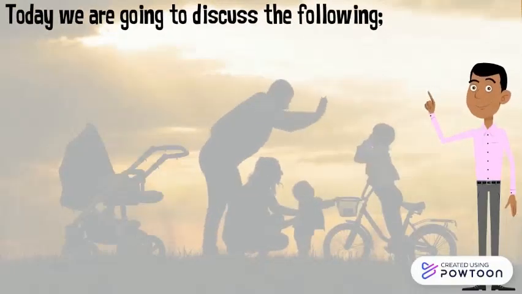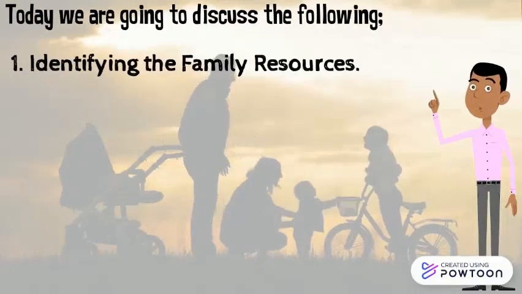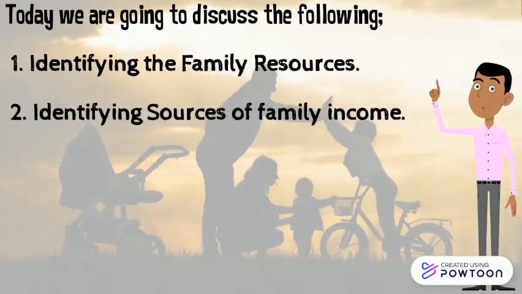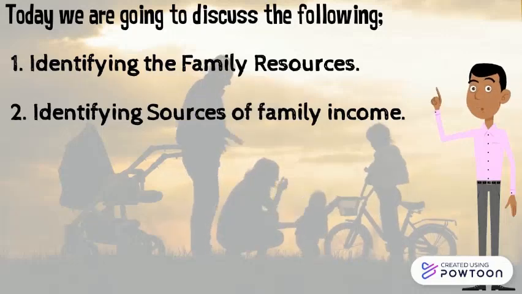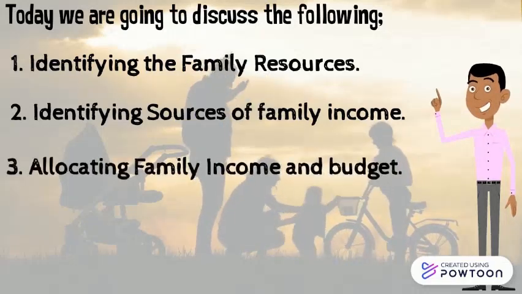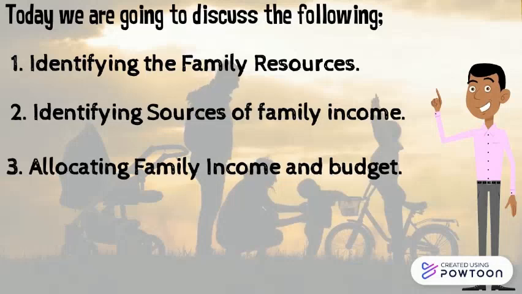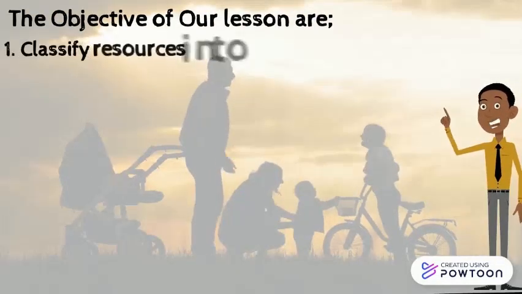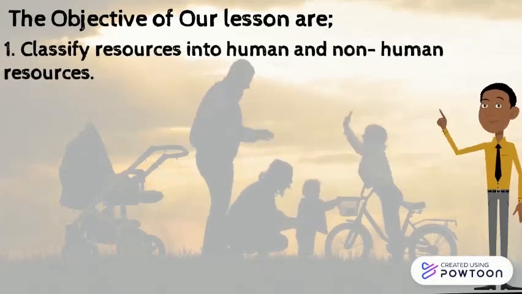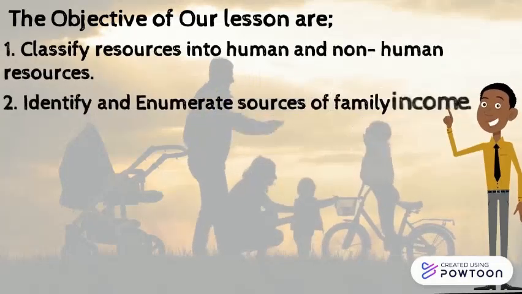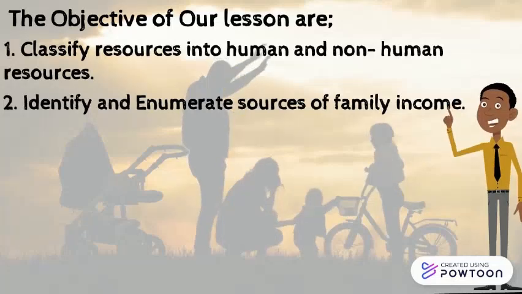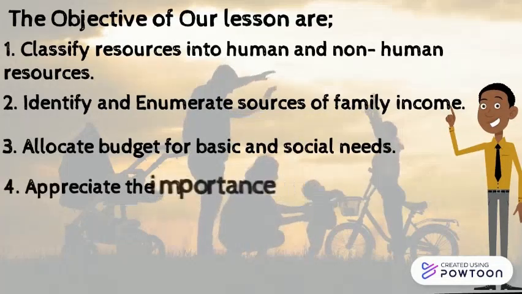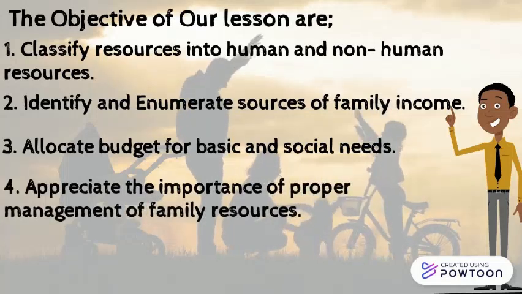Today, we're going to discuss the following: identifying the family resources, identifying resources of family income, allocating family income and budget. The objectives of our lesson are: classify resources into human and non-human resources, identify and enumerate resources of family income, allocate budget for basic and social needs, appreciate the importance of proper management of family resources.